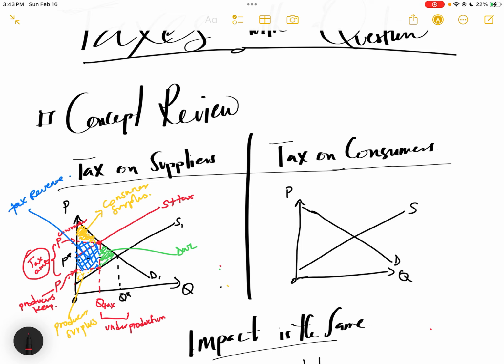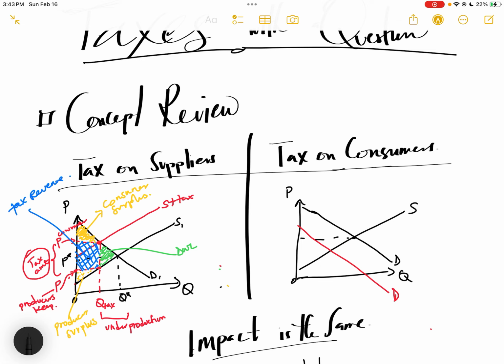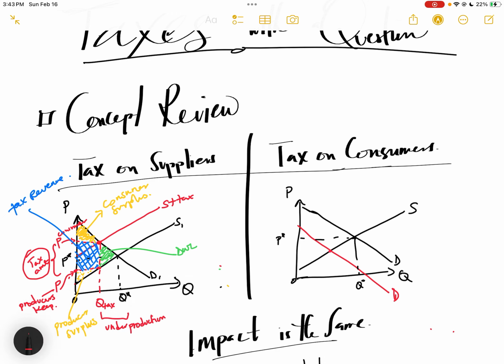All right, now what if we are envisioning taxing the consumer? When we tax the consumer, the demand curve falls down here like so. Now, before I forget, let me label equilibrium. Equilibrium is labeled like so, P star, Q star. There is this new intersection that gives us what the producers keep. So price producers keep, right?